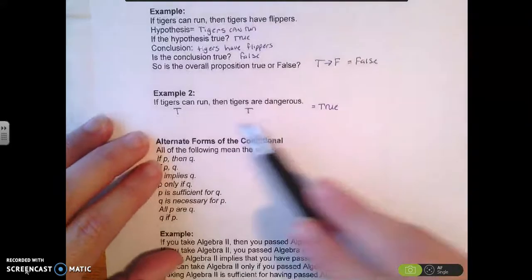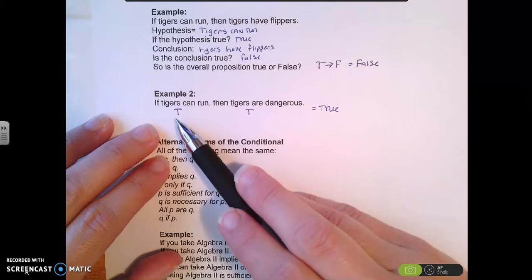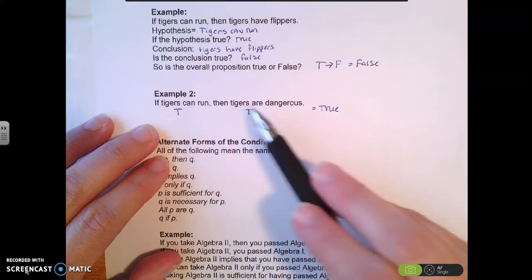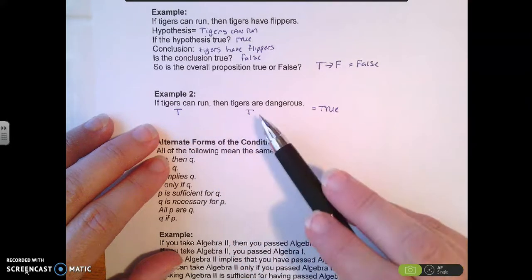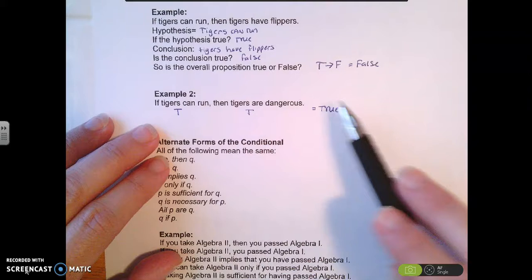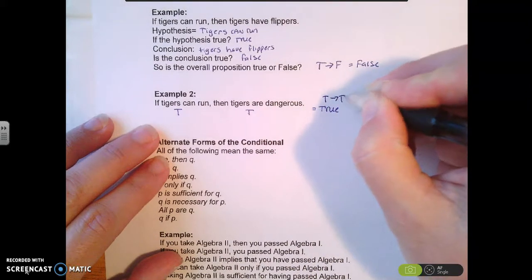Okay, our next one. If tigers can run, then tigers are dangerous. The hypothesis is tigers can run. The conclusion is tigers are dangerous. Both of those are true statements, assuming you're in the wild. And so true implies true. True implies true is a true statement.